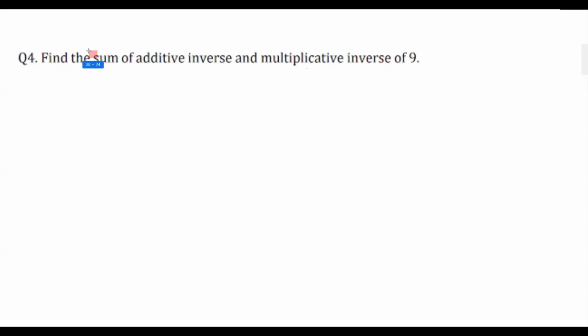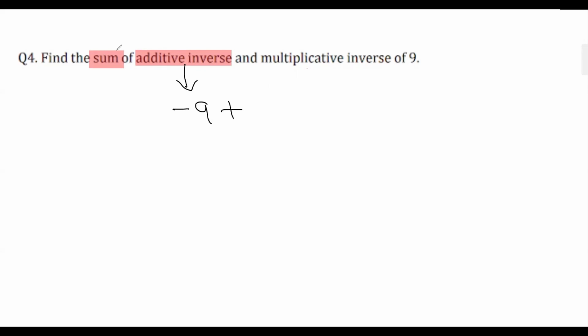In the fourth question, we have to find the sum of additive inverse and multiplicative inverse of the number 9. What is the additive inverse of a number? Same as the previous part. Additive inverse of the number is the same number with its opposite sign. So we can say that the additive inverse of 9 will be minus 9.